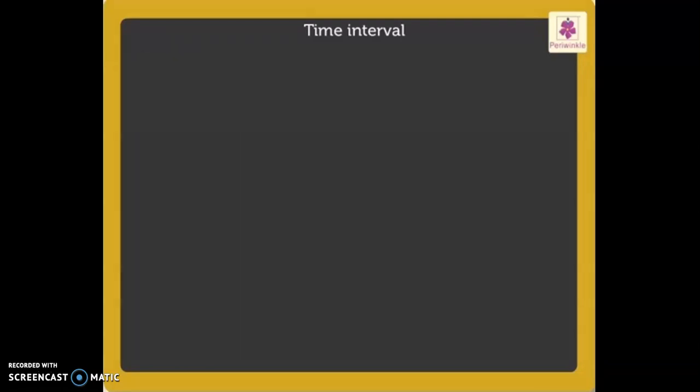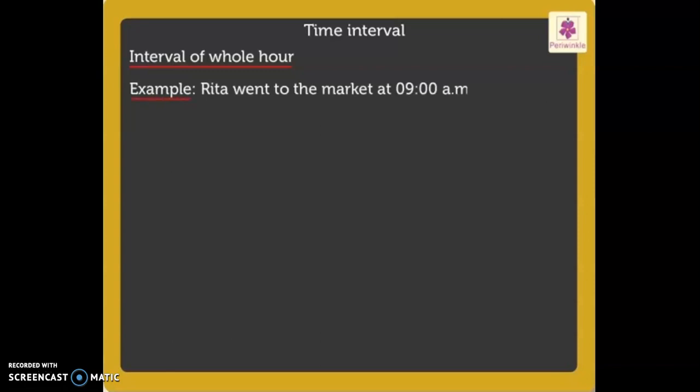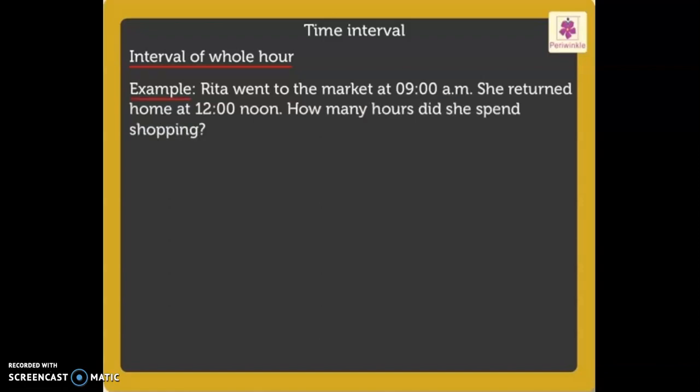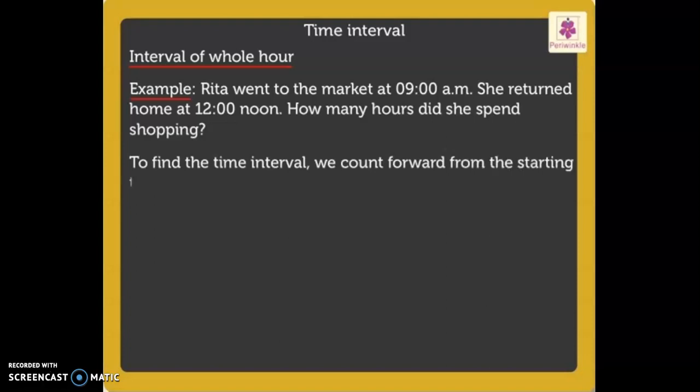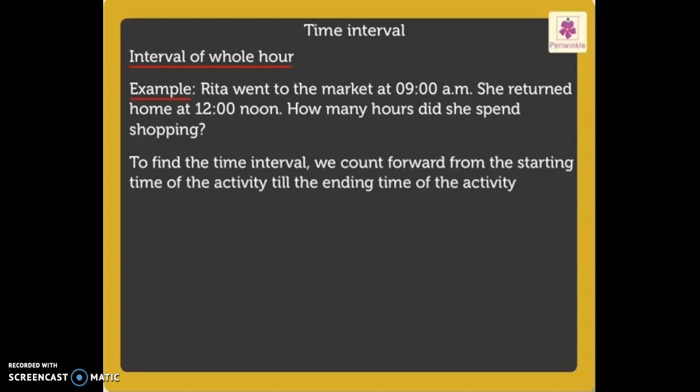Firstly, let us learn about interval of whole hour. Rita went to the market at 9 a.m. She returned home at 12 noon. How many hours did she spend shopping? In order to find the time interval, we count forward from the starting time of the activity till the ending time of the activity, or we count backward from the ending time to the starting time.